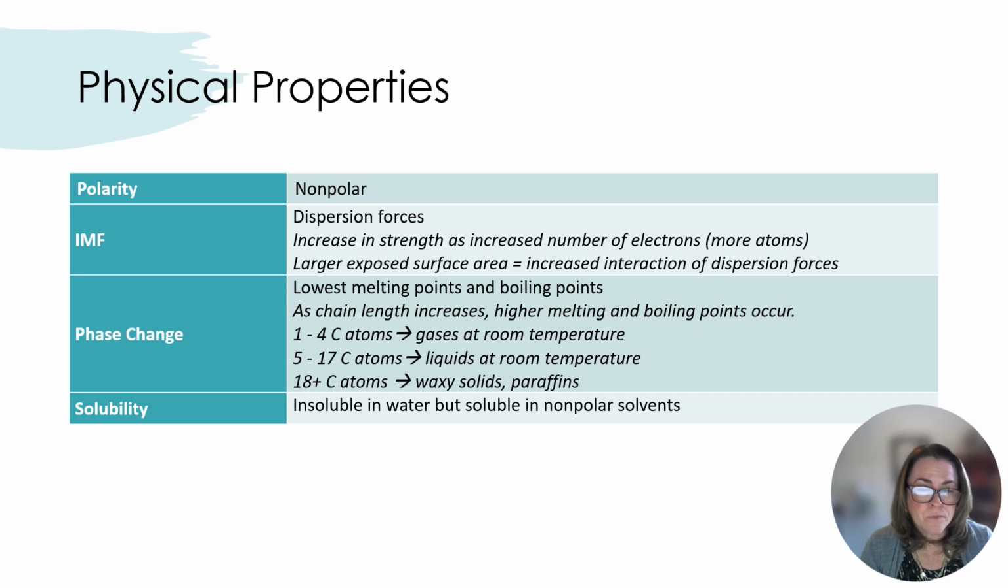In general, for your compounds that have between 1 and 4 carbon atoms, these are going to generally be gases at room temperature. If your compound is anywhere between 5 and 17 carbon atoms, these are generally going to be liquids at room temperature. And 18 plus carbon atoms, these are going to tend to be waxy solids or paraffins.